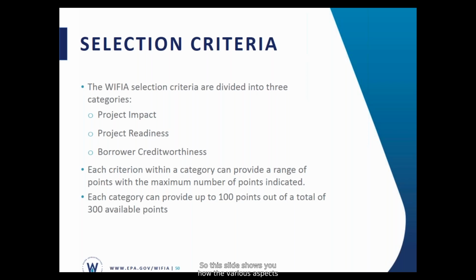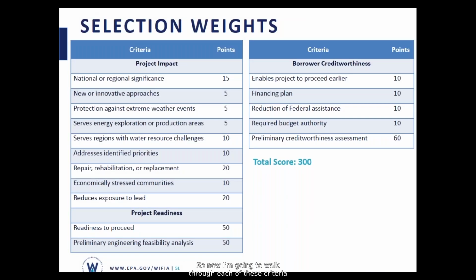So this slide shows you how the various aspects of the selection criteria are weighted by showing the maximum points available for each component. So now I'm going to walk through each of these criteria and explain what we would be looking for in our review. Additional information on this is provided in an appendix in our program handbook. And just in case you want to reference, as I'm walking through the slides, I've also added that maximum point value at the end of the title of each slide, just so you can refer to it.